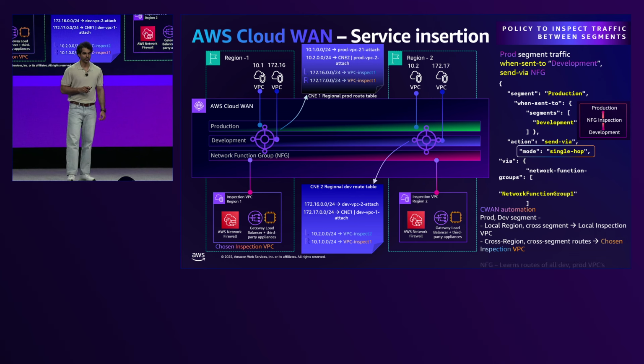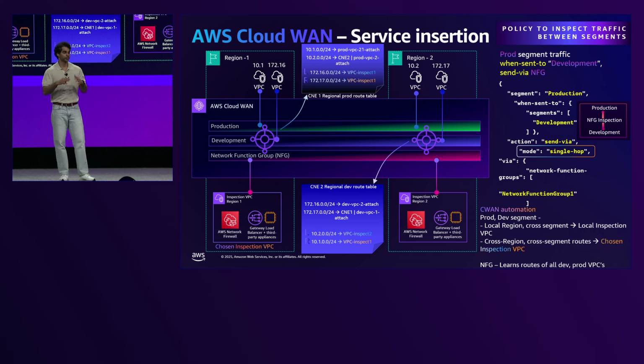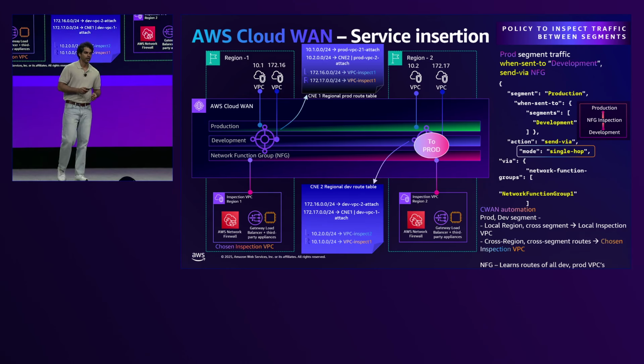And those routes get populated as well. And NFG basically learns all the dev and production VPC routes, nothing special there. So let's see how the traffic flow happens. Now, traffic originates in dev VPC, destined to prod in a remote region. It comes to development. It says, okay, this is a cross-region, cross-segment route, so route it to the chosen inspection VPC. So instead of sending traffic to the in-region inspection VPC, it sends it to the chosen inspection VPC in a different region.